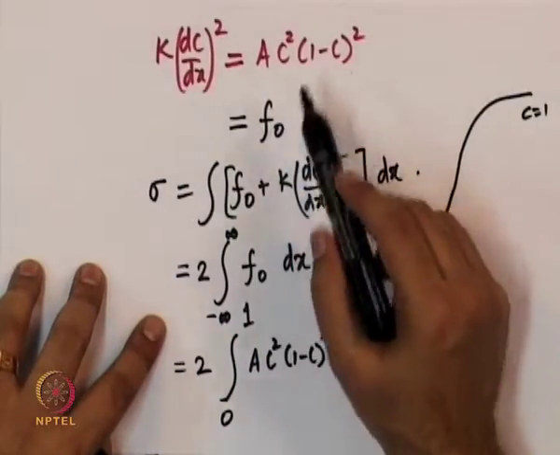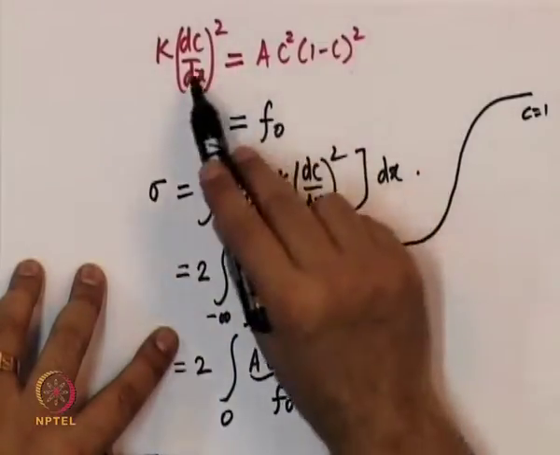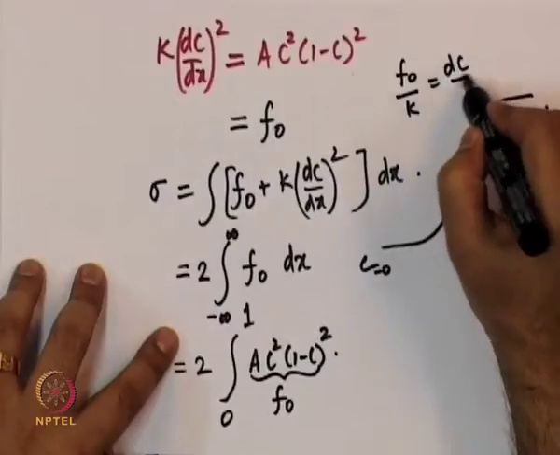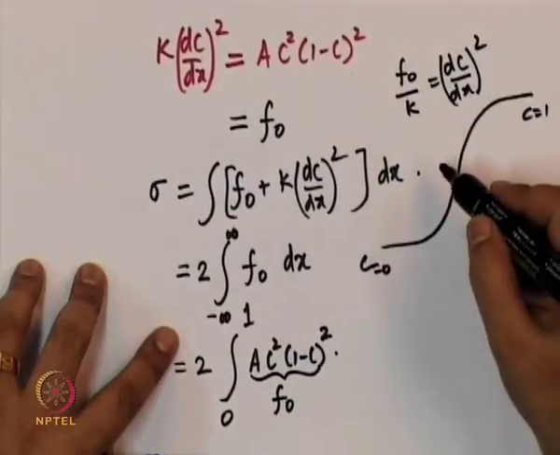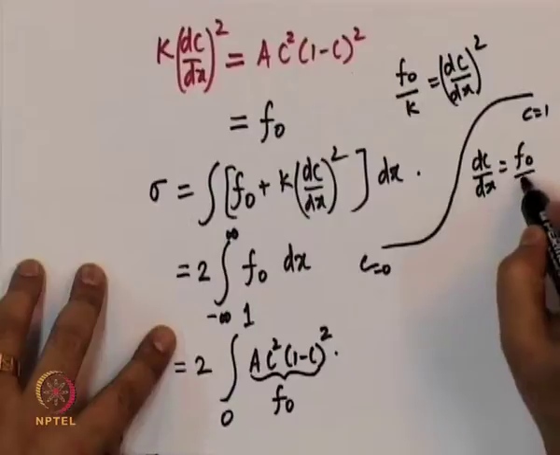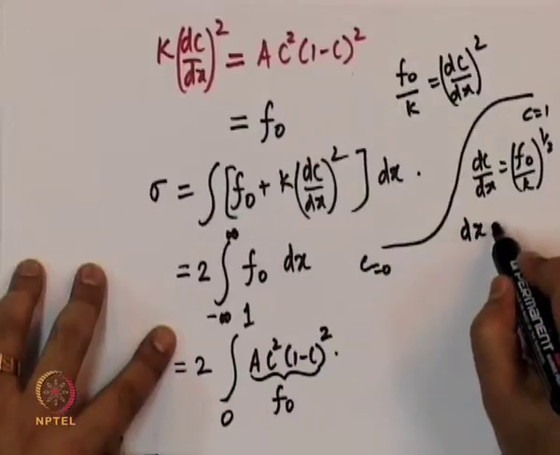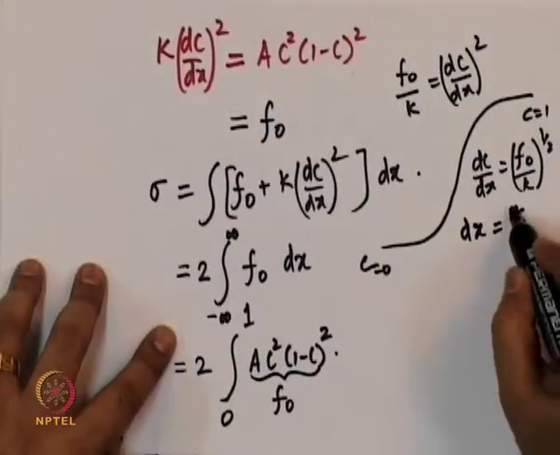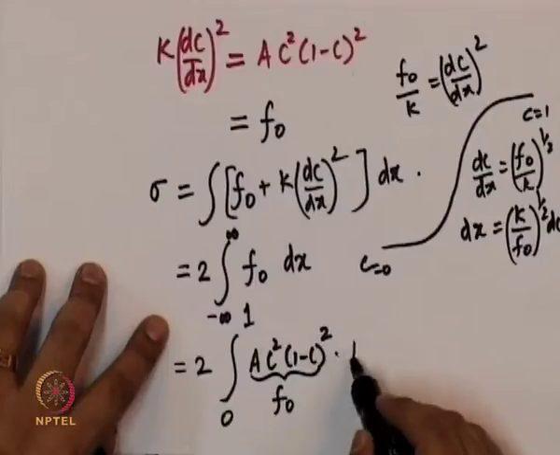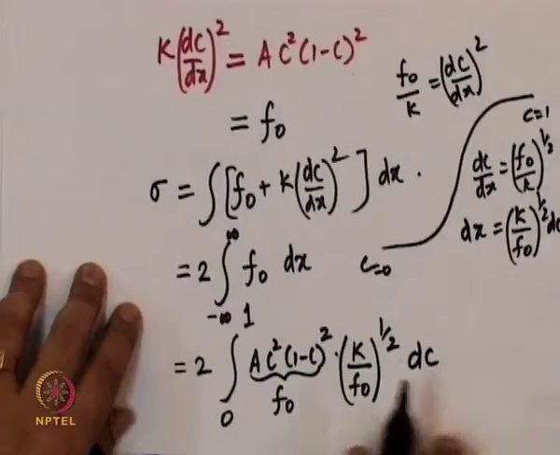So, how do we do that? We use the same thing. So, let me call this F0, and here if you look at it, F0 by kappa is (dC by dx) whole squared. So, dC by dx is equal to (F0 by kappa) whole power half. So, dx is nothing but (kappa by F0) whole power half dC. So, I can put this here. So, I write (kappa by F0) whole power half dC. So, this is the integral we want to evaluate.